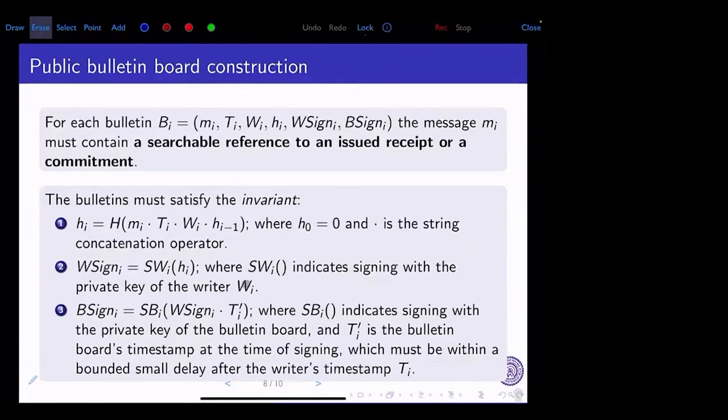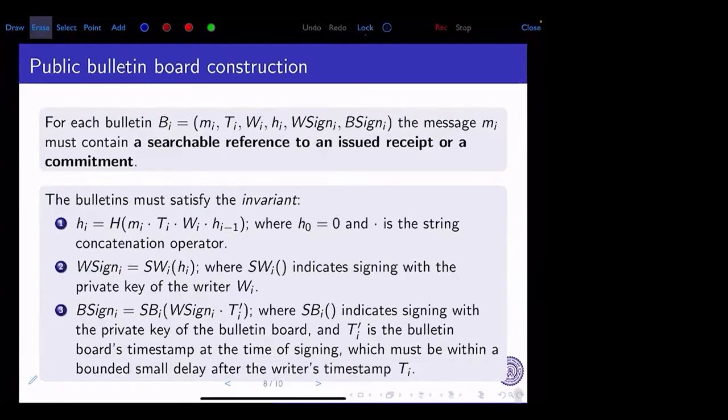The writer must sign the hash using the writer's secret key. And the bulletin board must sign the writer's signature and the bulletin board's timestamp. The bulletin board's timestamp should be within a small delay of the writer's timestamp. So that is the requirement of a bulletin board. Given this hash chain, by the property of the hash function, this bulletin board is tamper-proof. Once a message has gone onto the bulletin board, if the hash function is strong enough and is not broken, it is impossible to alter a message. So this makes an append-only bulletin board.